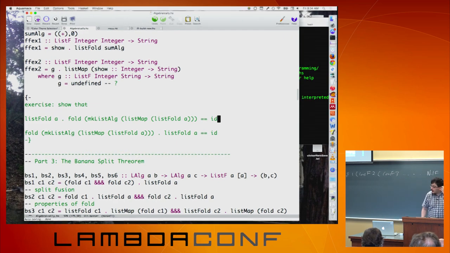One note, when you read the Bird and Meertens book, they don't have a function makeListAlgebra. They always represent things as F of A to A. The notation here is a bit clumsy.